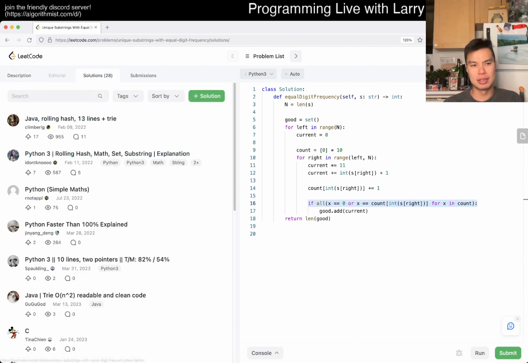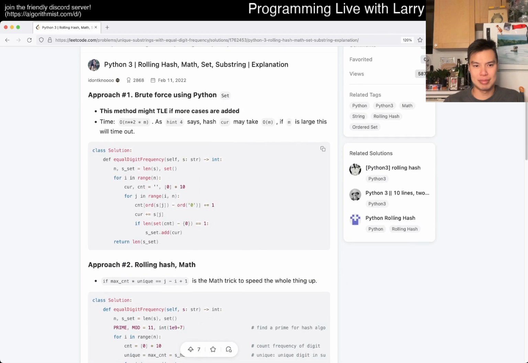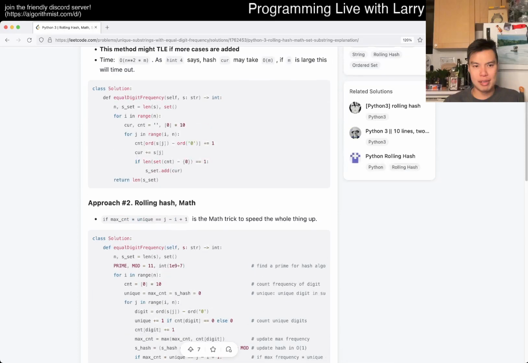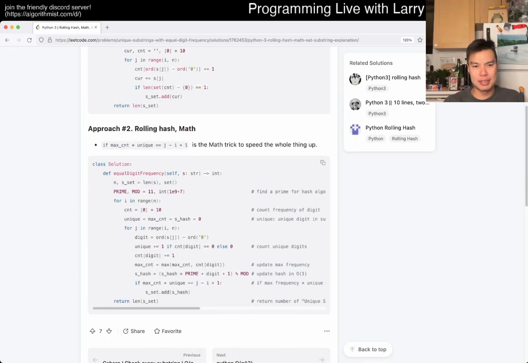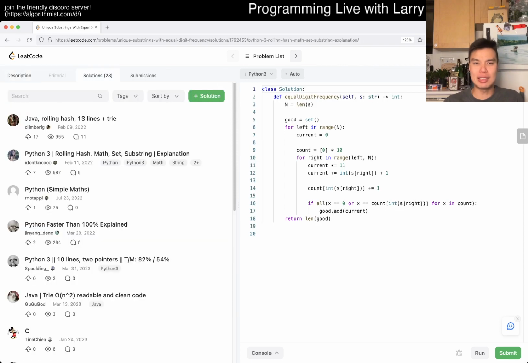Rolling hash? I guess I'm dumb. I mean, I'm basically doing rolling hash without the rolling. This is basically what I'm doing, except I'm not doing the hash part. I guess. Okay, so I guess we're okay. That's not the part that I was struggling with.